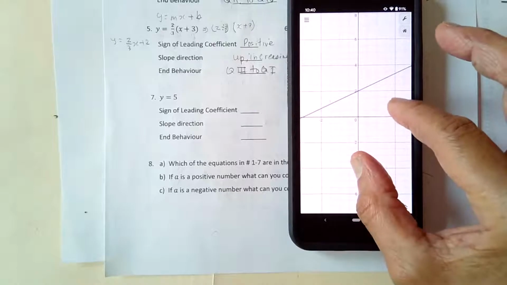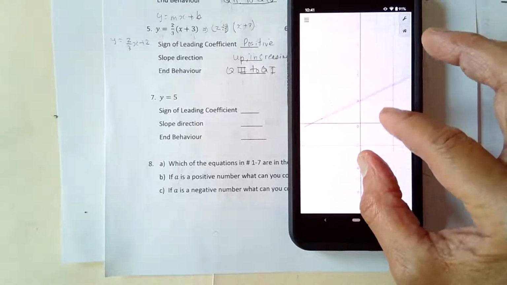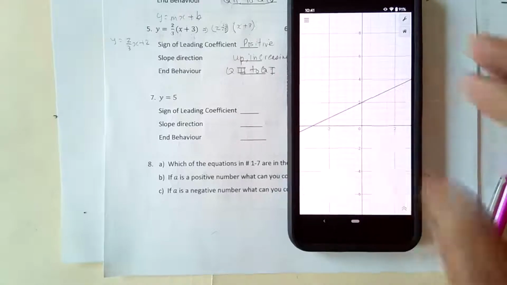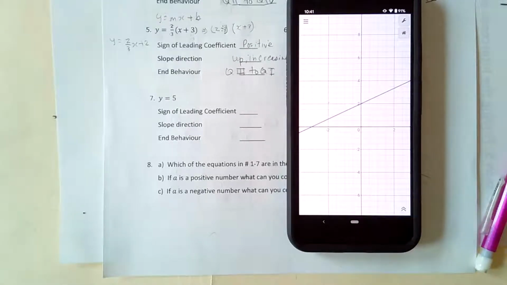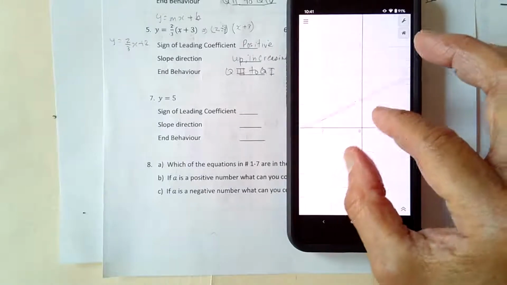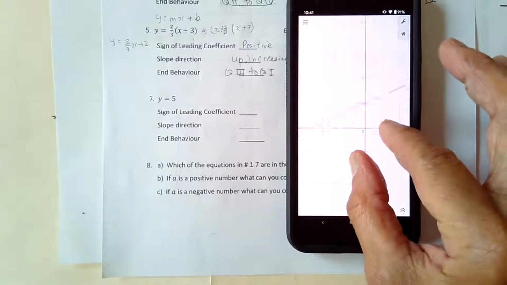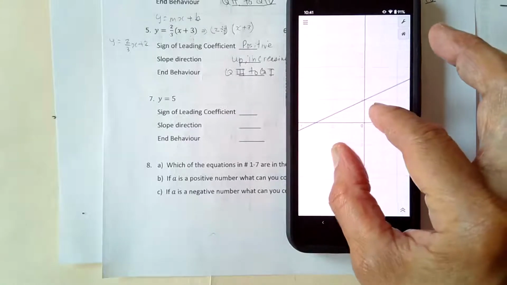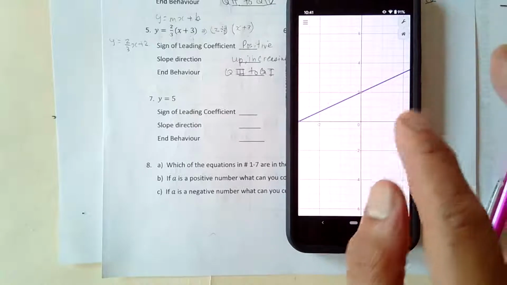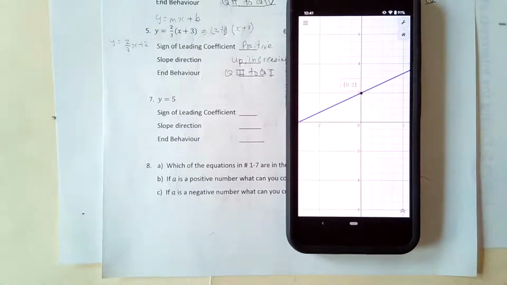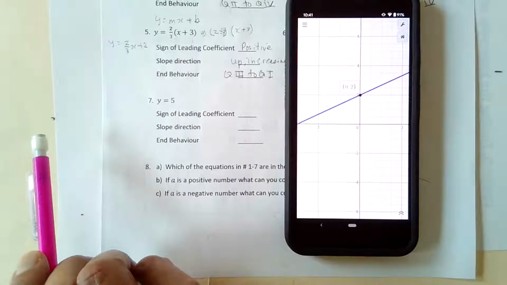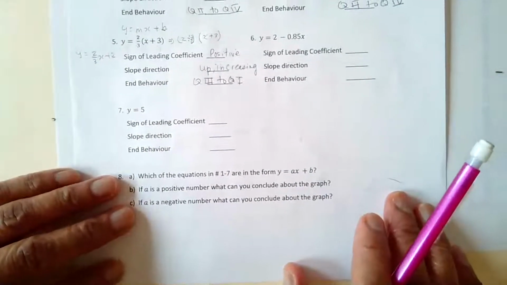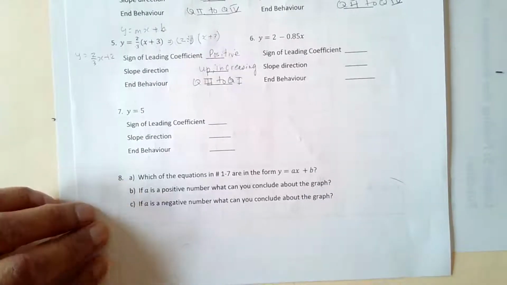Whenever your graph is zoomed in, you can also zoom out by pinching it on your phone. On your computer, you will have to use your mouse cursor to scroll up or down to increase or decrease. And there it is. So the y-intercept is 2, as we have here. Let's look at the next one here.